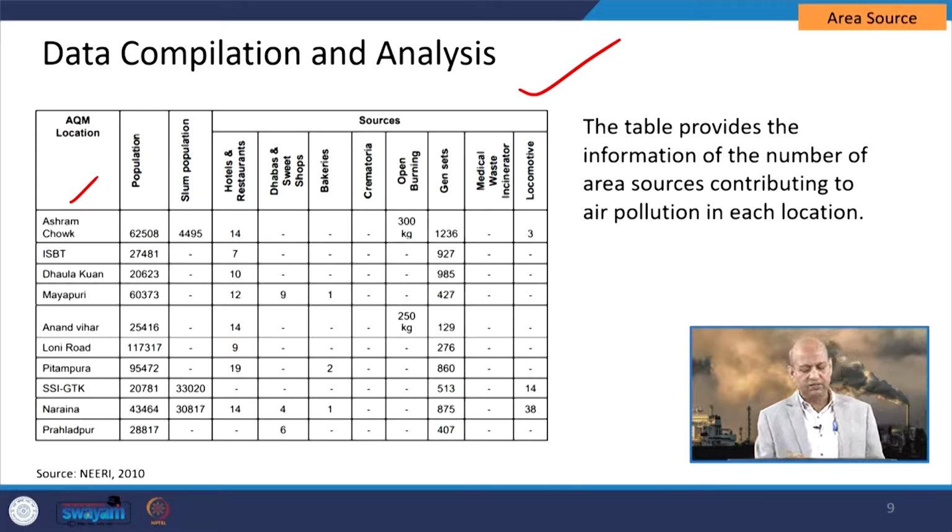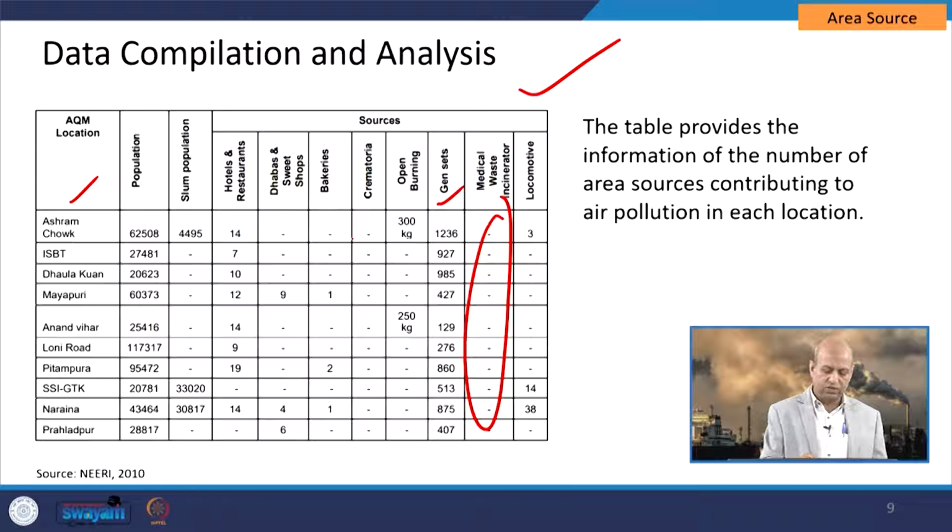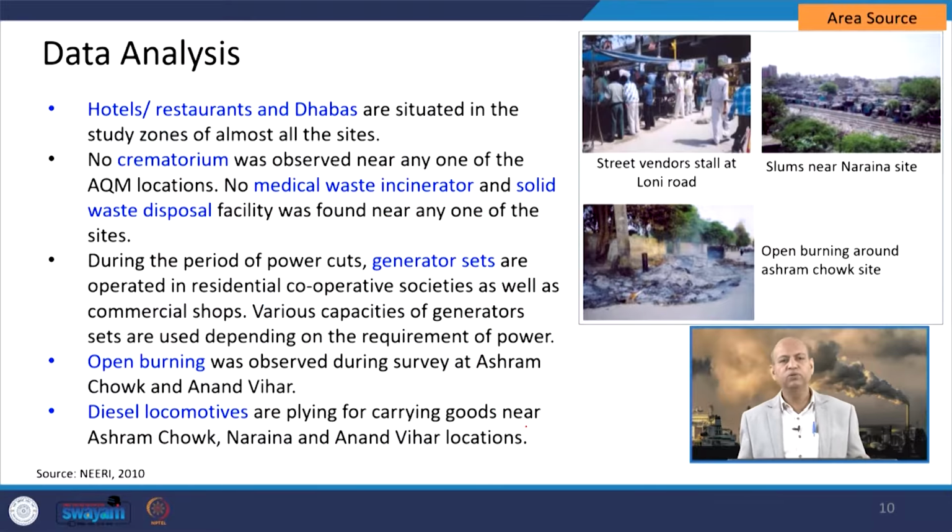Hotels, restaurants, then these dhabas or sweet shops, bakeries, they also emit a lot because of fuel burning in their activities. Open burning, then gen sets, because whenever electricity is not there, then generators are run. So, diesel is used and a lot of emissions are there. Medical waste incinerators, wherever. In these particular zones there were neither medical waste incinerators nor any crematoria. So, those kinds of emissions were not there. Then locomotives were there at a few locations like Ashram Chowk and then Narayana, etc. So, those have also been considered.